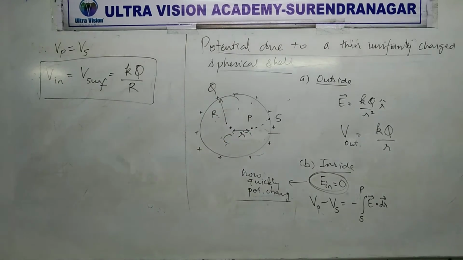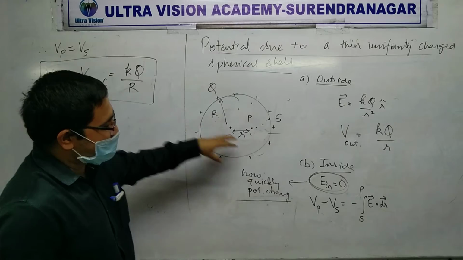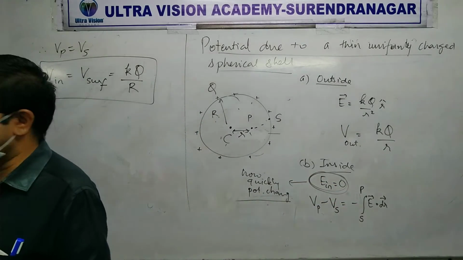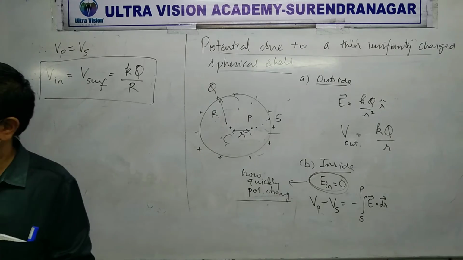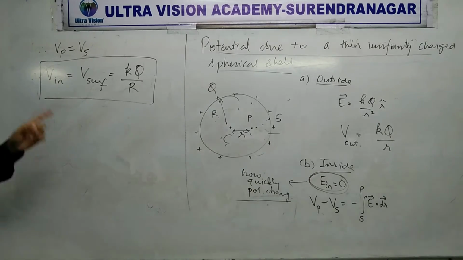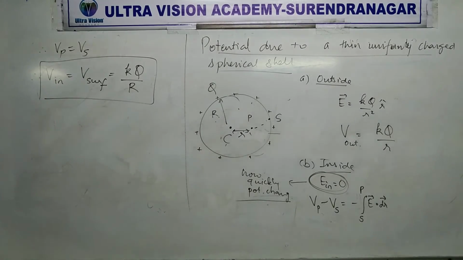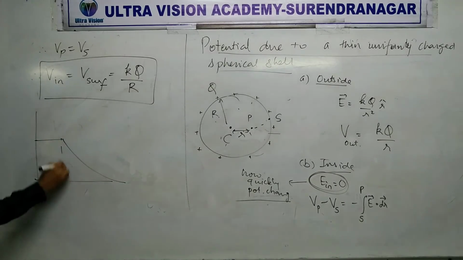Understood? I am saying why is potential not changing anywhere here? Because the electric field is 0. If electric field is 0, potential will not change at any of those points. It will be same. Clear? Okay, let us draw the graph outside and inside. First a horizontal line and then like this. Is it clear?